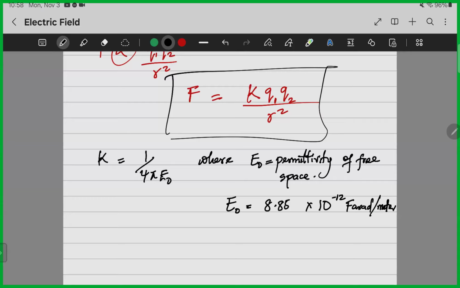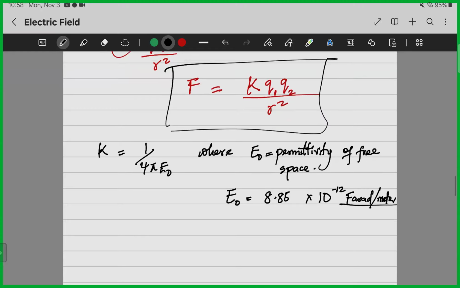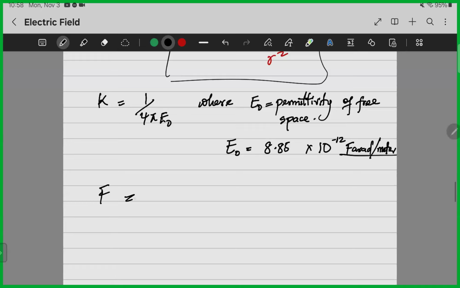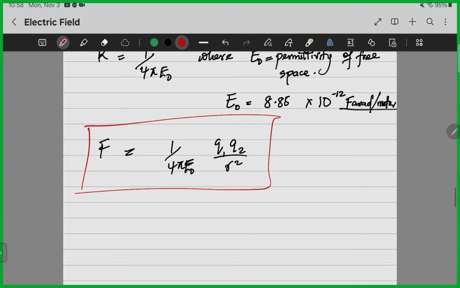So keep that in mind. That's the value for E naught. We can also calculate another unit for it, but we can do that together later on. For now, let's leave it as farad per meter. Let's now introduce that K into the formula. We now have F equals 1 over 4 pi E naught Q1 Q2 over R square. So this is what you have for your Coulombic force.